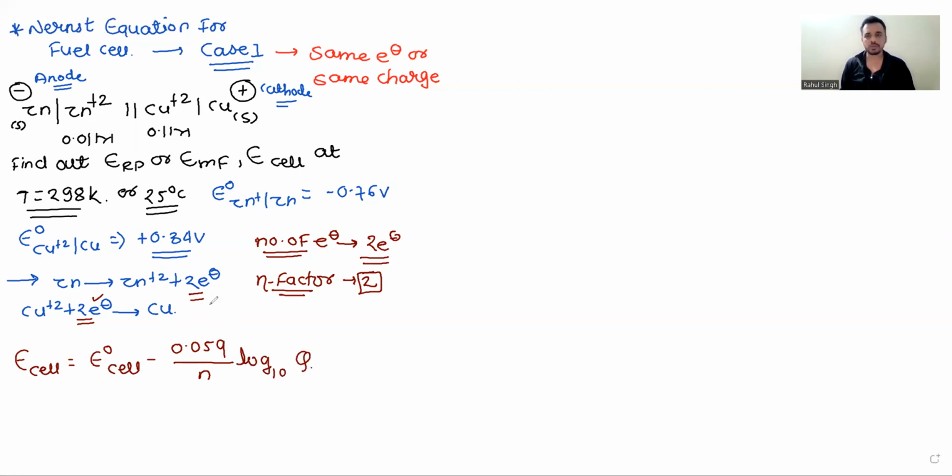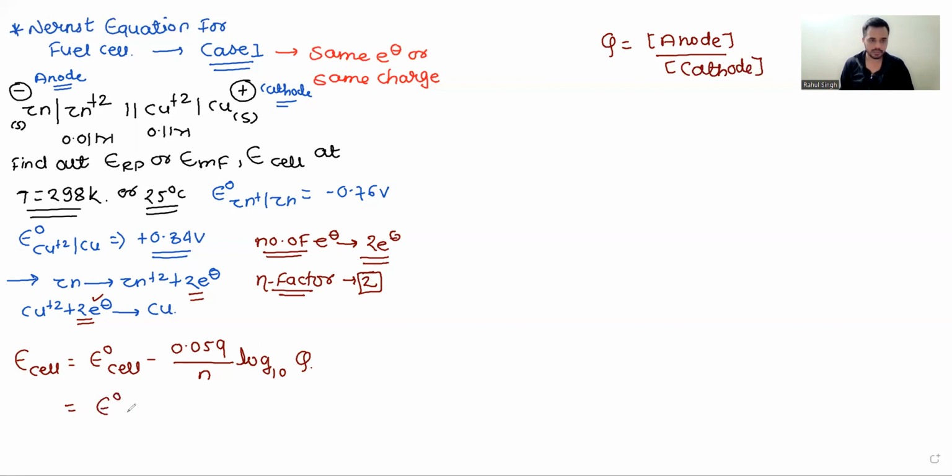And Q is nothing but the concentration of this oxidation. Consider this Q will be represented as concentration at anode divided by concentration at cathode. Or left, right, we can also write this, or left or right part also. So now this will be nothing but, we can write over here. First, this is the formula that we are going to use.